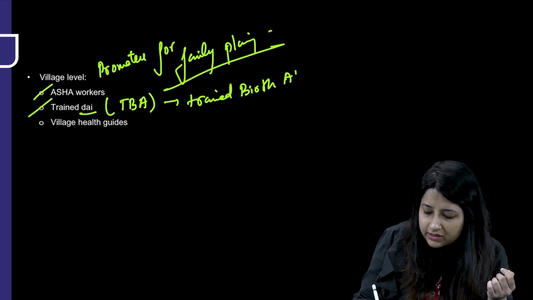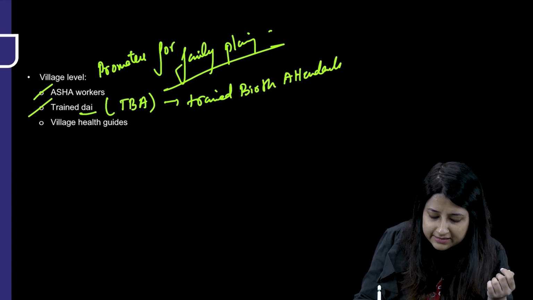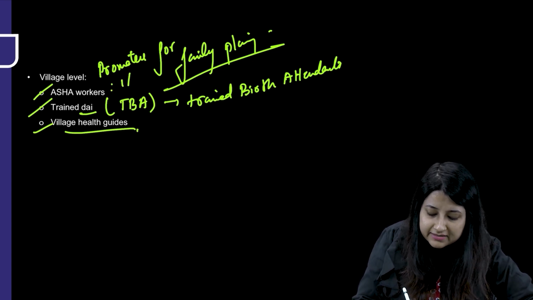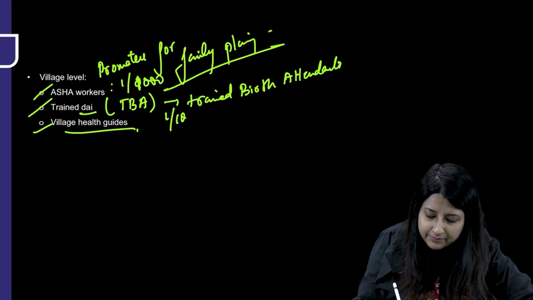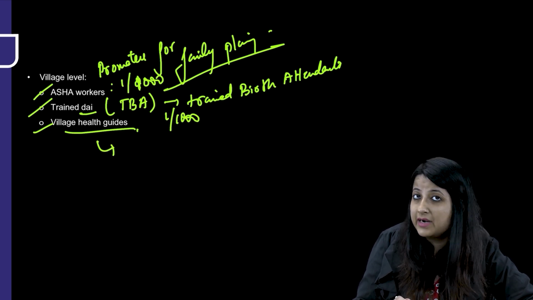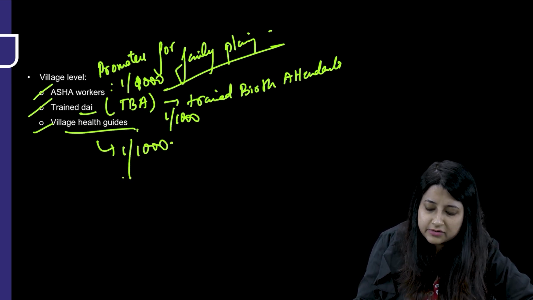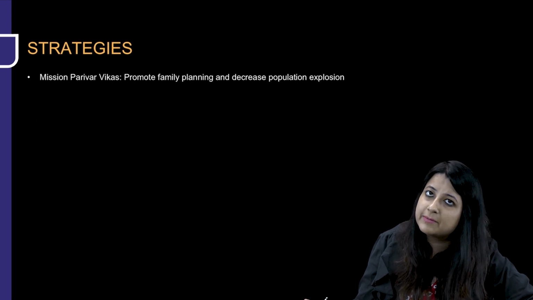Okay, what do we call them? TBAs, trained birth attendants. And also we have village health guides. ASHA, you all know, is present 1 per 1000 population. Trained DI is also 1 per 1000 population. The better word for trained DI is trained birth attendant. Village health guide, 1 per 1000 population. They are also spreading awareness about family planning.